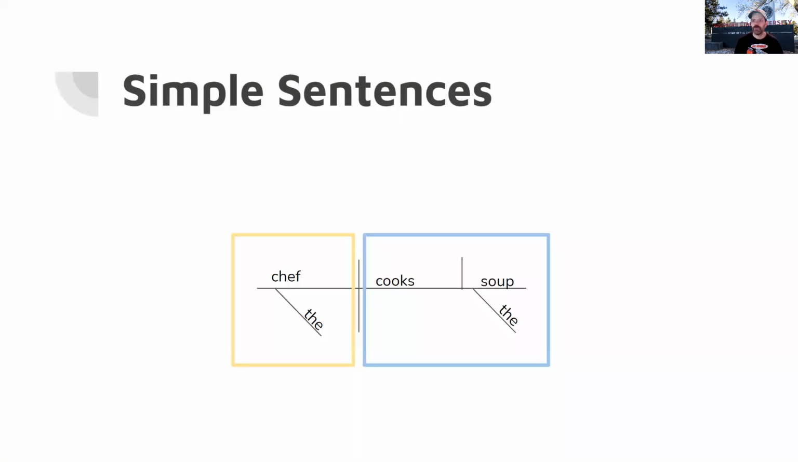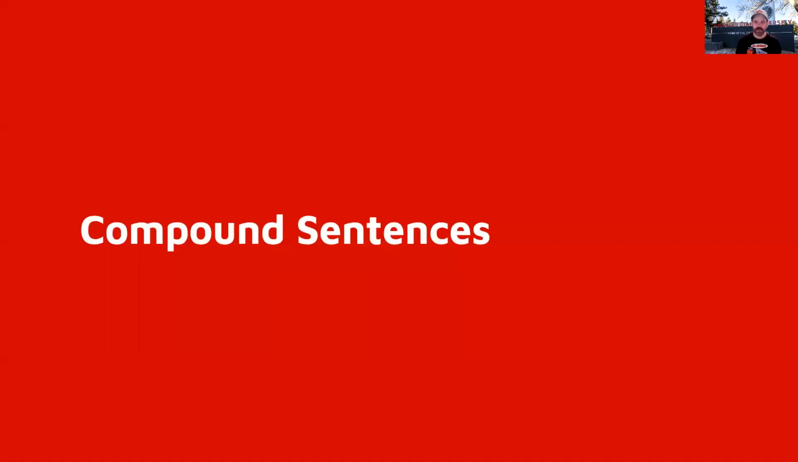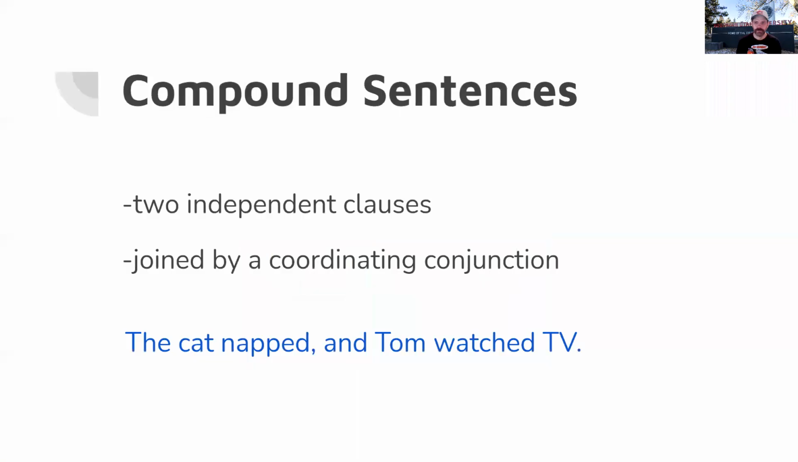So far in the course, we've just dealt with simple sentences. So sentences that have a subject and a predicate. Just one subject, just one predicate. But let's talk now about compound sentences. Compound sentences have two independent clauses. So each has a subject and a predicate, and then they're joined by a coordinating conjunction.